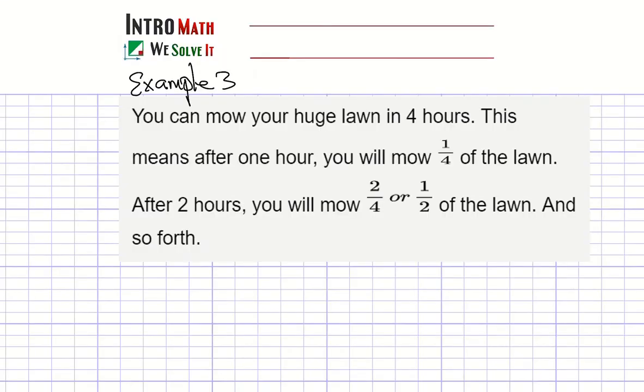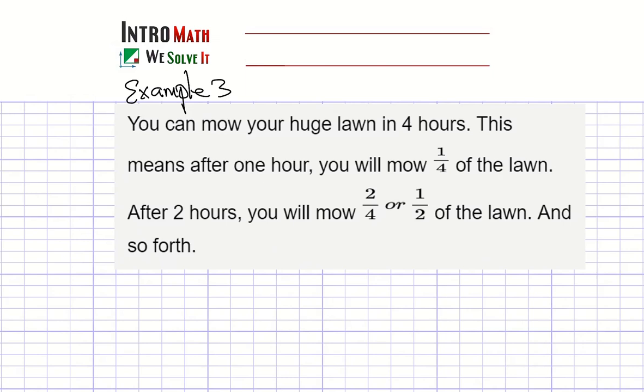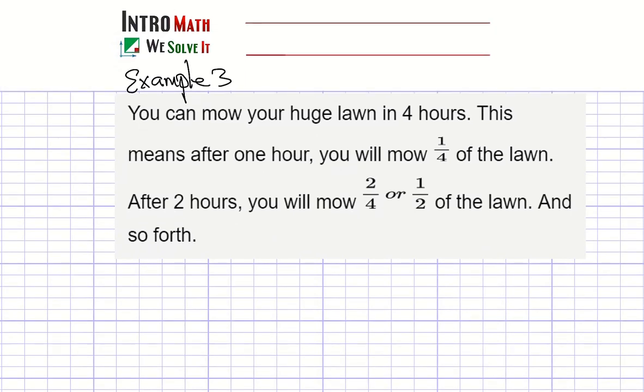All right, let's look at example number 3. It's about work. It says you can mow a huge lawn in 4 hours. This means after 1 hour you will mow 1 over 4 of the lawn, right? You can mow a huge lawn in 4 hours, so after 1 hour you can mow that. I don't know if that's necessarily true, but it's okay. After 2 hours you can mow 2 over 4 or half of the lawn, and so forth, okay?